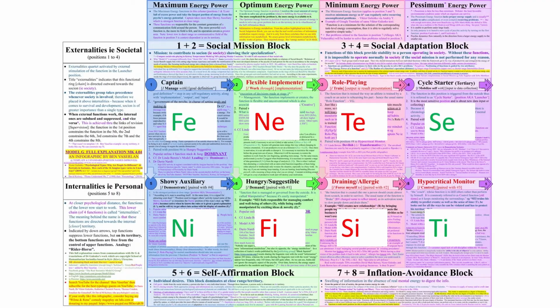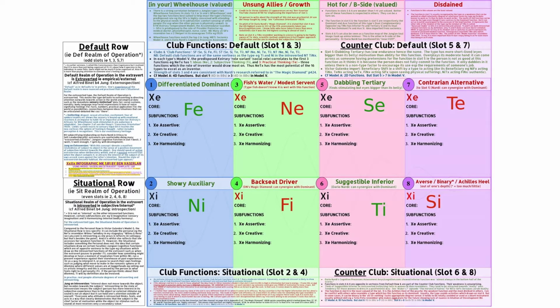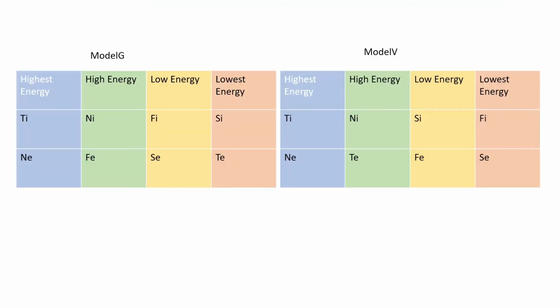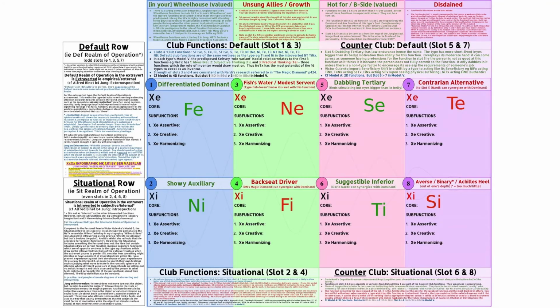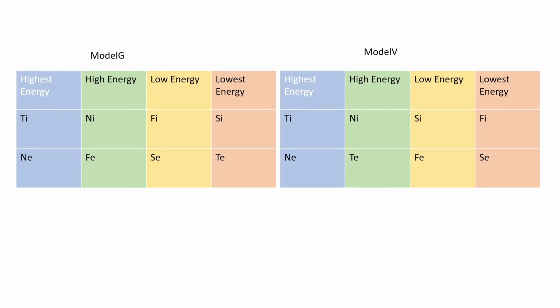Well, one of the big changes I think is swapping around, in the INTP reference type, in model G, TE is a pessimum energy, lowest energy function, whereas in model V, it becomes a high energy optimum ally function. And I like that. And swapping around that function, I think in every type, not just INTP, throughout the whole system, I think really works.